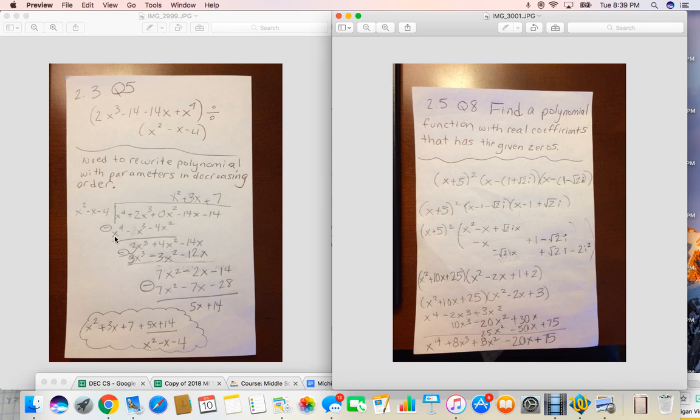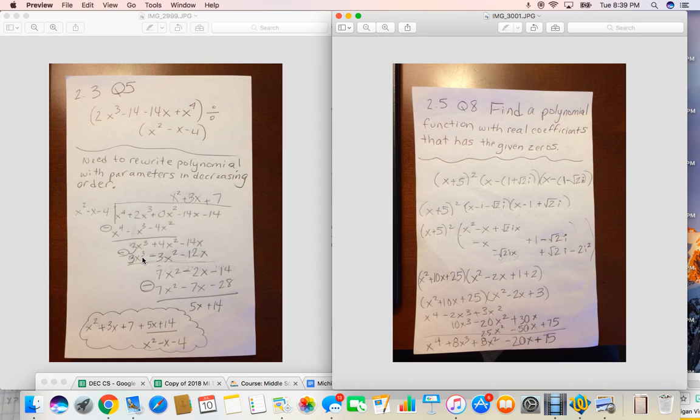So these two dropped out. This becomes 2x cubed minus a negative is a plus 3x cubed. Then this would be 0 minus a negative is a plus 4x squared. So I have these two terms. I bring down another one. Then I start the process again.